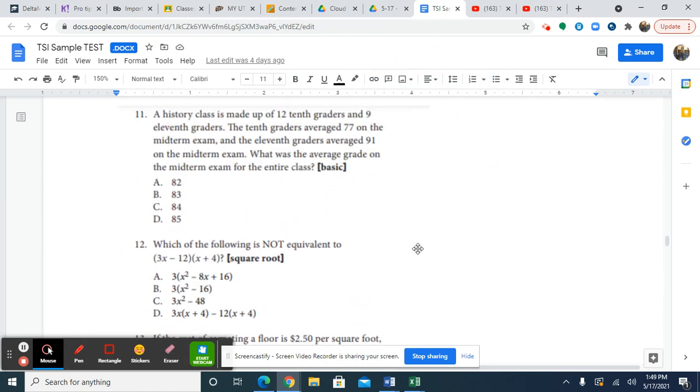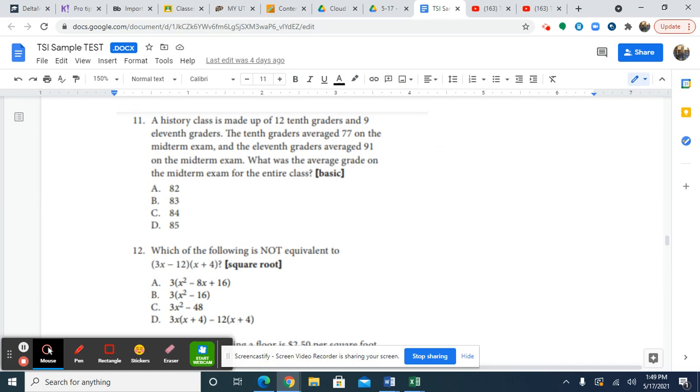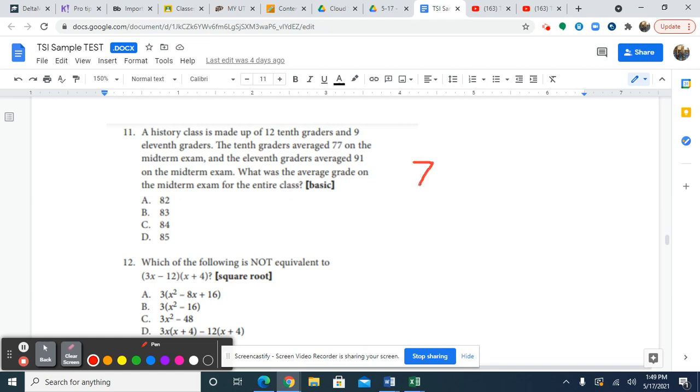So now let's look at number 11, where we say a history class is made up of 12 10th graders and 9 11th graders. The 10th graders averaged 77 on the midterm exam and the 11th graders averaged 91. What was the average for the entire class? So what we know is that they averaged 77. And we don't know what the sum is, but we know that we have to divide that by 12.